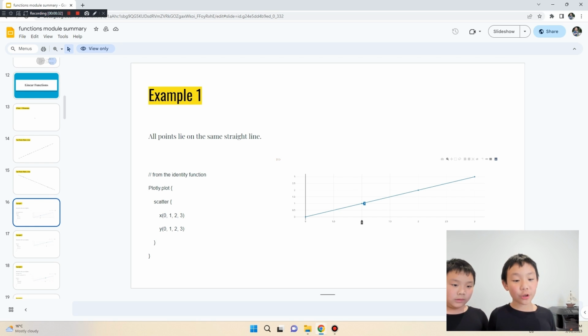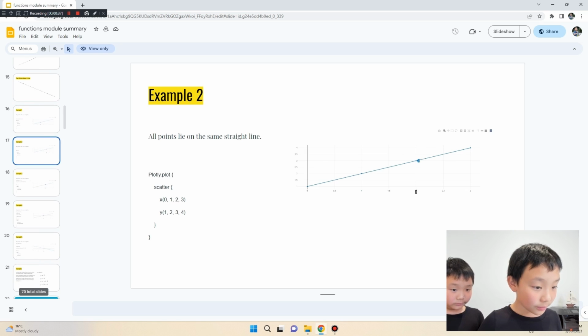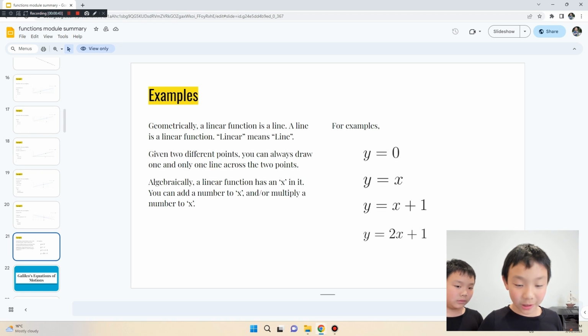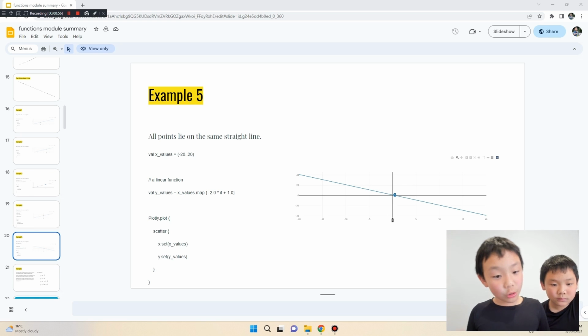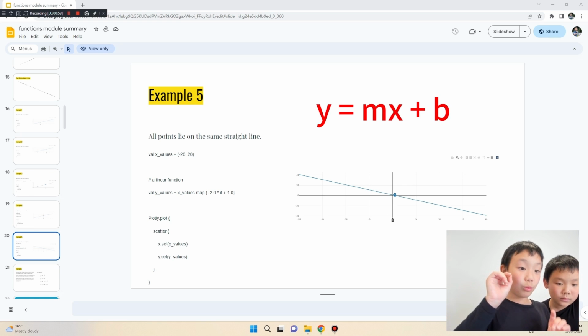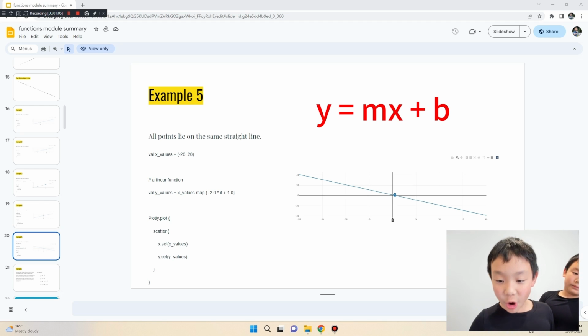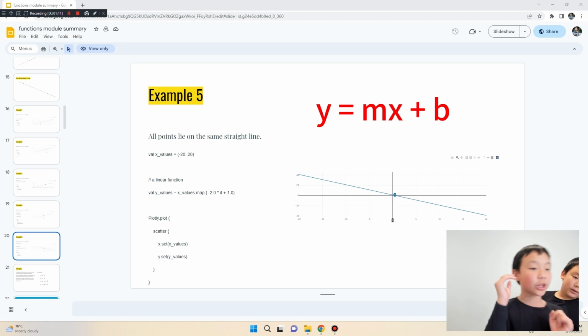All the points lie on the same straight line. And here are more examples of straight lines, because we like straight lines. The main formula for linear equations is y = mx + b. M is basically the slope. It rotates the line up and down like that. It's not really clear, but it'll get clearer when we go into the coding.